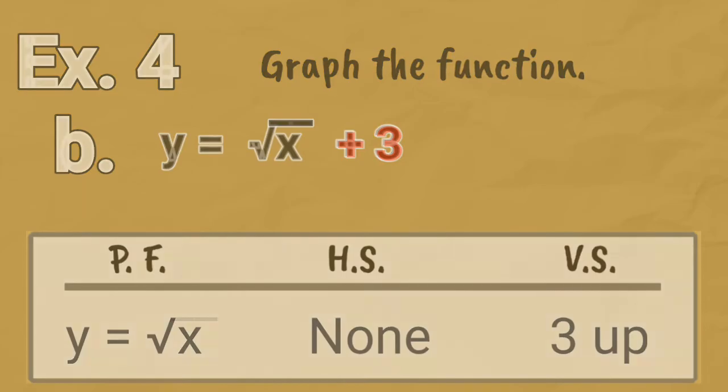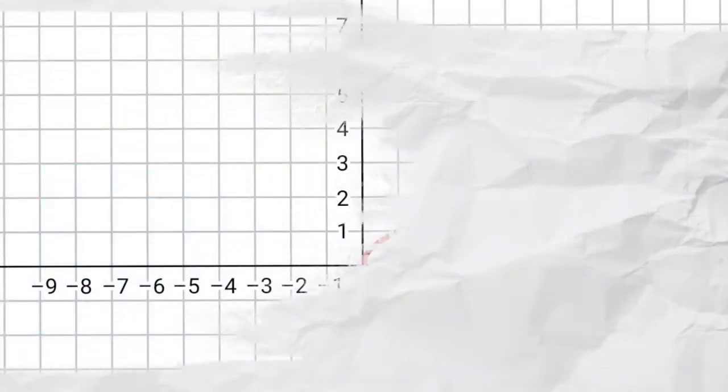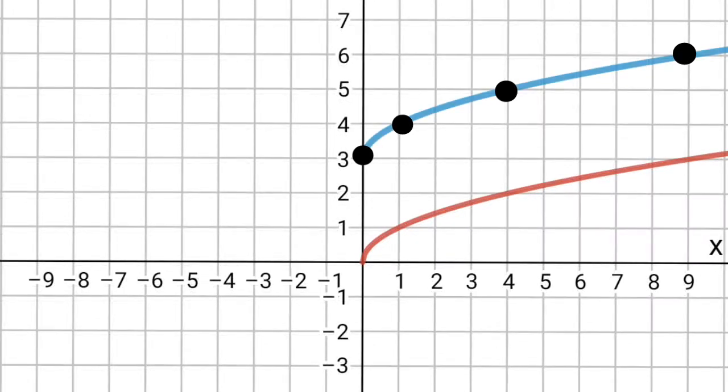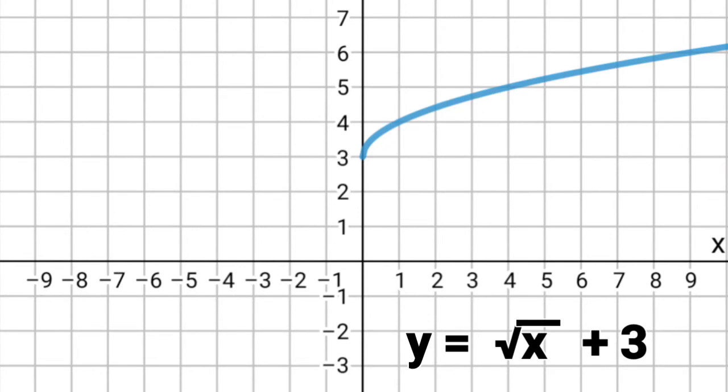So we start by graphing our parent function, y equals the square root of x. Since there's no horizontal shift, we'll move on to apply the vertical shift. Every point on the parent function gets shifted up 3 units. And we have our graph, y equals the square root of x plus 3.